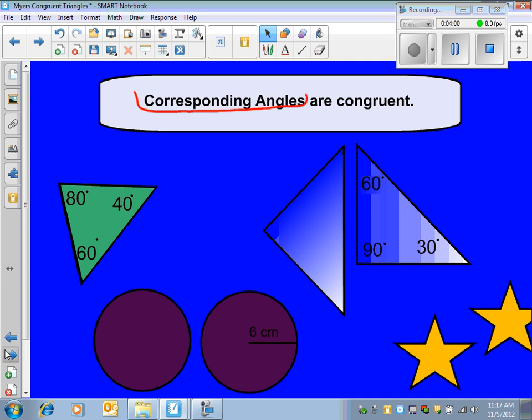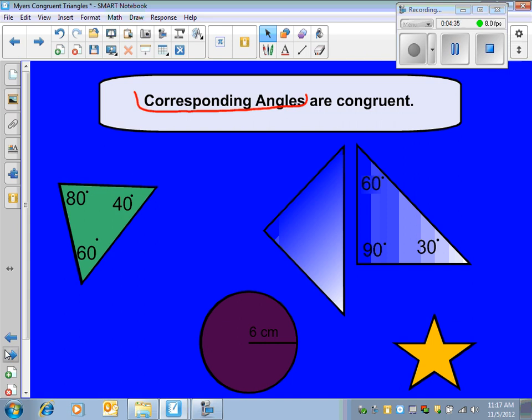Let's take a look at the circles. I can see in the circle that the radius of this circle is 6 centimeters. Let's move this one over. Voila. They have the same radius. So those figures are also congruent. Now, here we go with our stars. No measurements on the stars, but we actually could measure the angles. But one star fits on top of the other star. They are congruent.